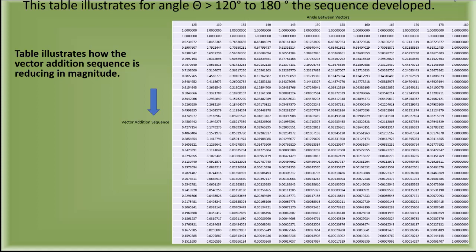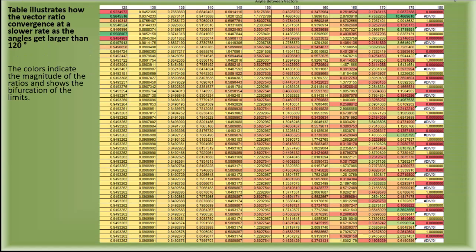From 125, I went up to 180. In this table, I'm showing the ratios, and I used Excel to show the magnitudes by the background color of each cell. You can see how the magnitudes vary by color, and then we'll look at it numerically. But do notice that the values are decreasing. The ratios are decreasing.